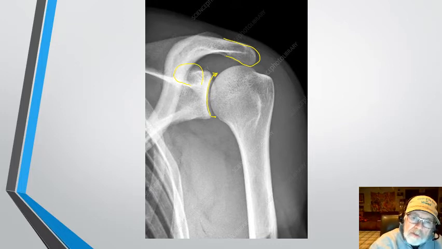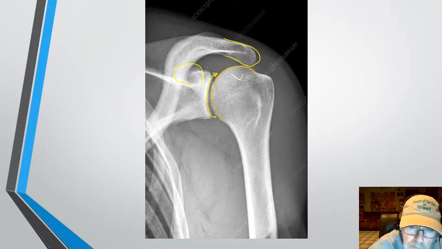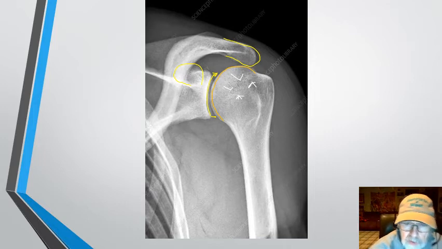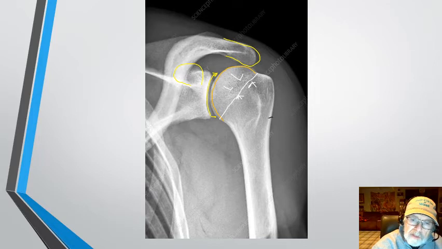What do we see in the humerus? Here's the head of the humerus, right there. Okay. The anatomical neck would be right across there. In fact, if you really look, see how this is a little bit, see the whiter areas in here? That's the remnant of the old growth plate that divides the head from the neck region. So the area right in here would be the area of the anatomical neck. Surgical neck would be down in here.